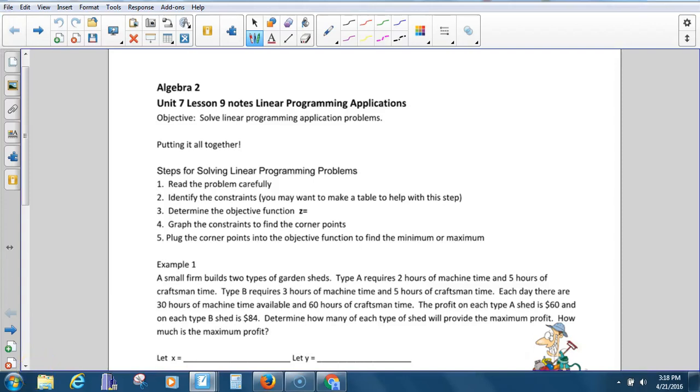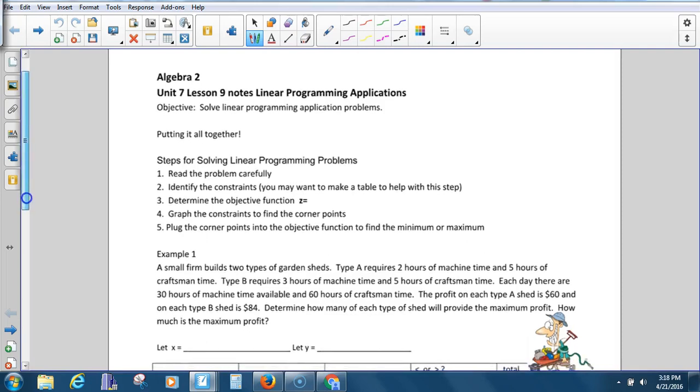Okay, just what it says, putting it all together. We kind of went backwards, learned how to graph the lines, learned how to shade, learned how to find the feasible region, how to find corner points, then how to test corner points. Then we went backwards and figured out how to take a word problem and find all those things. And now we're going to do it all.